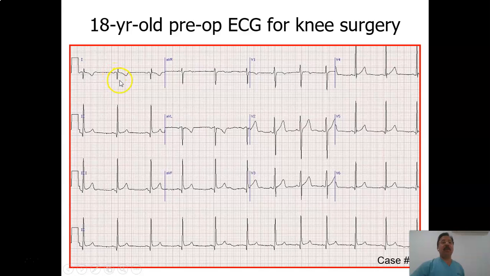Axis: if we only look at lead 1 and AVF, it looks like a right axis deviation here. Hypertrophy, atria: the P wave is not tall, so no atrial hypertrophy. Ventricular hypertrophy: first look at the left ventricle.